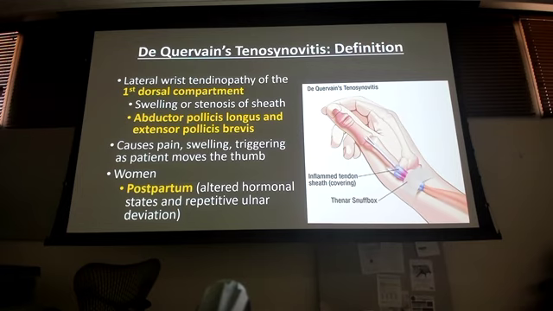Okay? It causes pain, swelling, triggering as the patient moves the thumb. Well, that makes sense, right? If they're moving the thumb, that makes sense. So, what kind of patients are you going to see with this? Again, we're going to get targeted, right? And especially what? Postpartum, right? I don't want to get any rock star out of me, but altered hormonal states and repetitive ulnar deviation.